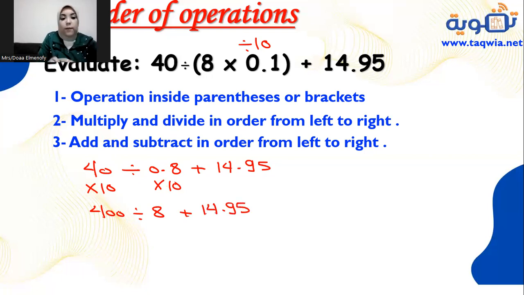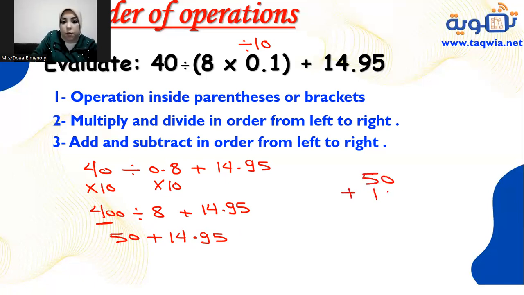Now we have to divide 400 by 8. So 40 divided by 8 equals 5, and 0 divided by 8 equals 0. And here we have to add 14.95. When we have something like this, with a whole number and a decimal number, it's better to do it in vertical form. So here we write 50 plus 14.95.